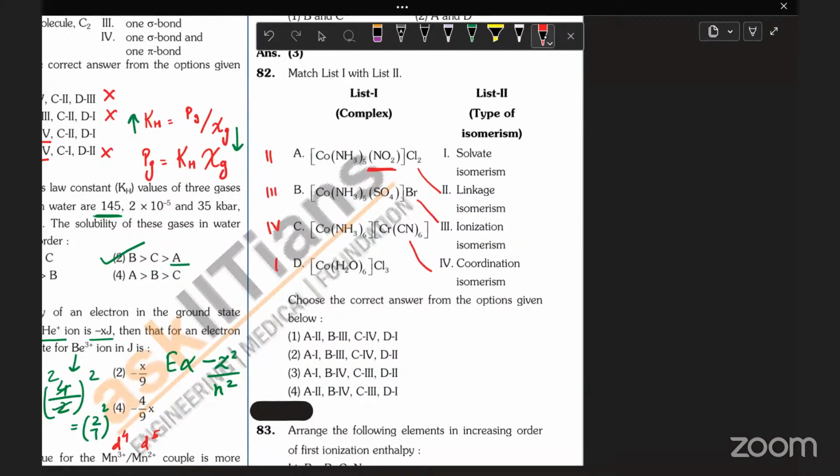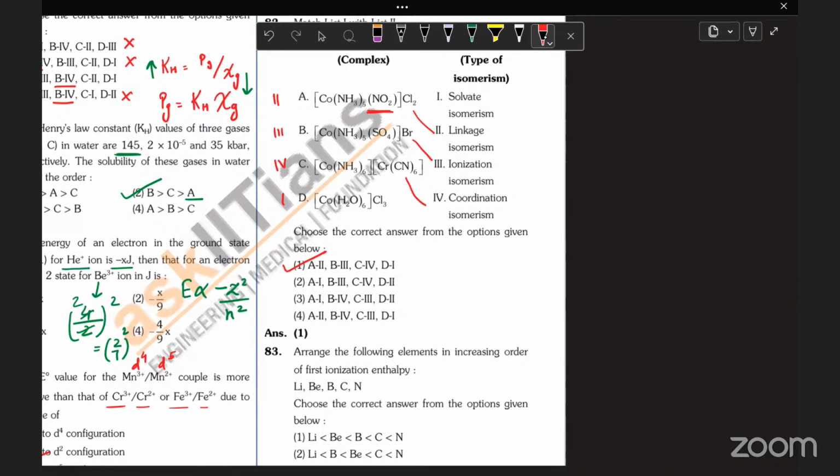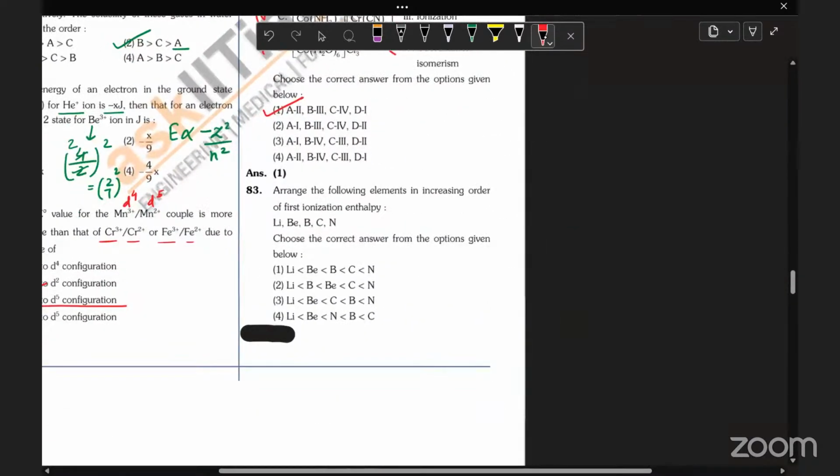Oh no, D is solvent isomerism, right? So 2, 3, 4, 1. I can see that in option number A. Option number 1 is the right answer. Cool. All right. Moving ahead.